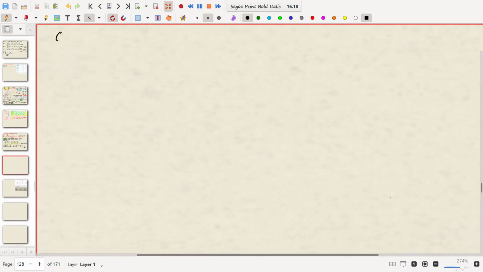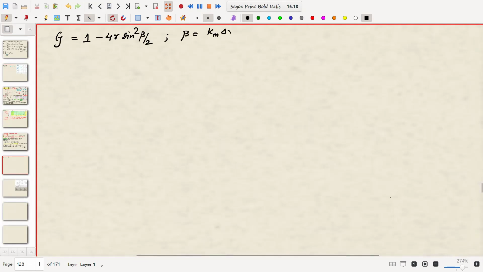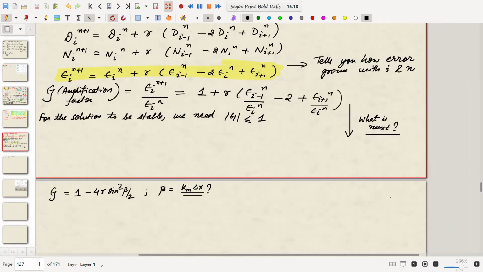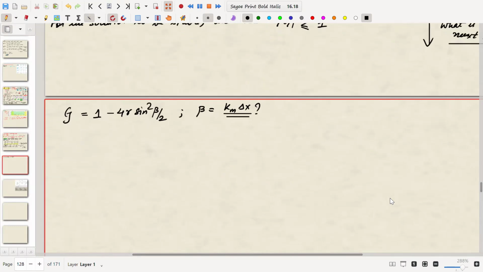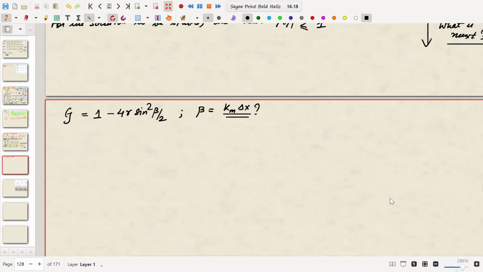So G, the amplification factor, will turn out to be something like 1 minus 4R sine square beta by 2, where beta is something like Km delta x. Where Km comes from, you should think. That is in my notes. Just know that if you solve this equation, you will arrive at this form. It is very surprising, but you will. So G is 1 minus 4R sine square beta by 2.